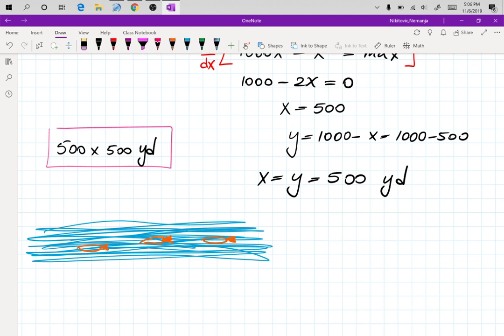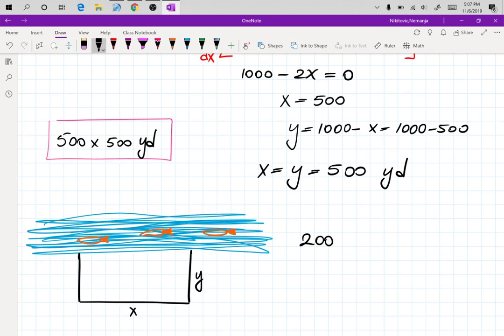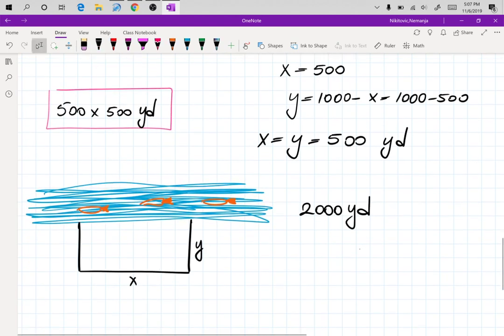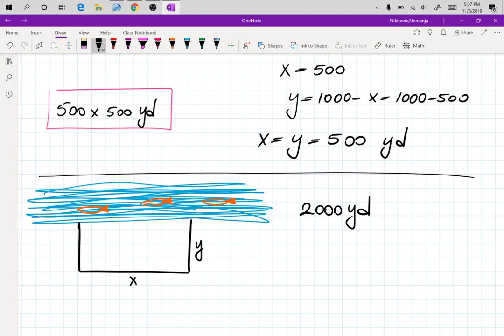So we have a river, and now we're going to put our rectangular plot right there with, again, an x and a y. We still have 2,000 yards of fence. What are the dimensions now? Does this change anything? Yes, it does, right? Because we do not have fence against the river.